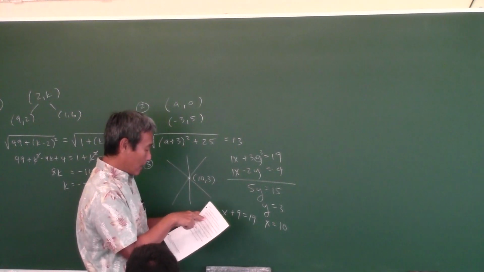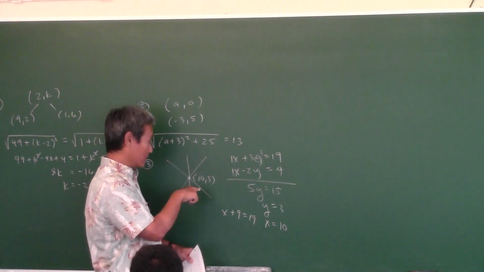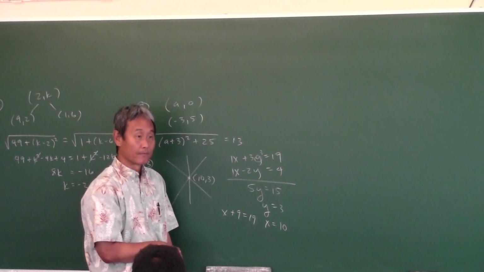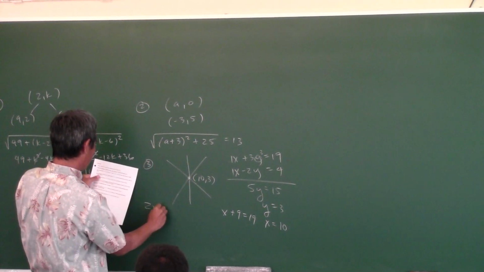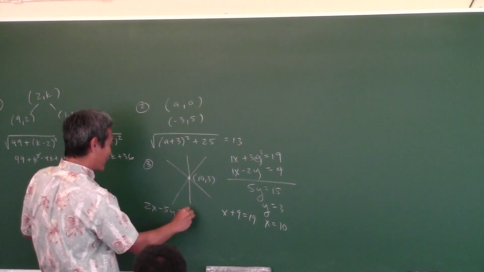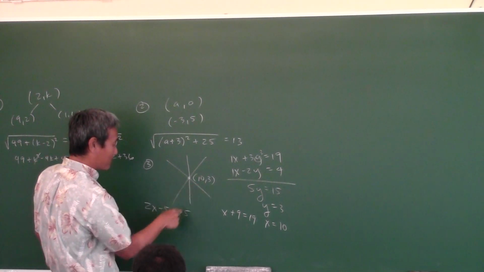Now, how do you show that the second line goes through that point also? See, this is the first and the third one, right? Here's the second line: 2x minus 5y equals 5. How do you show that this line goes through that point as well?